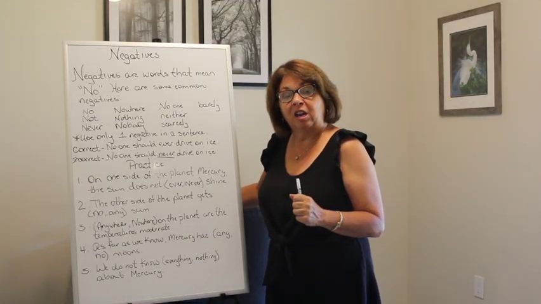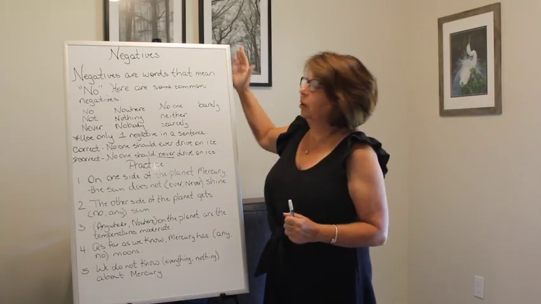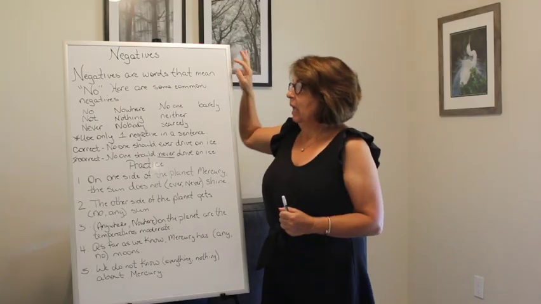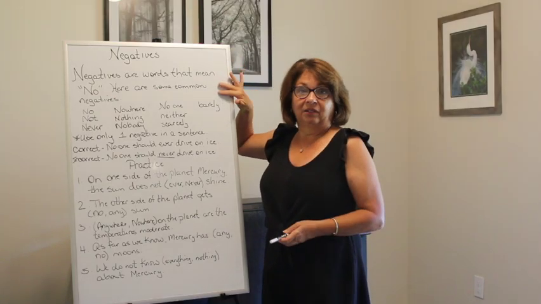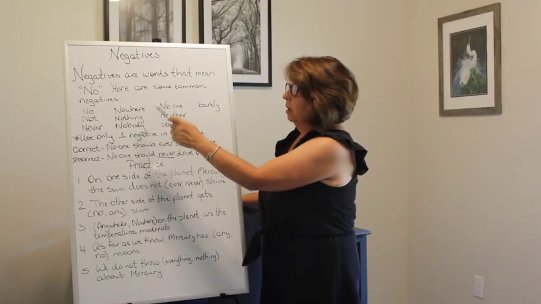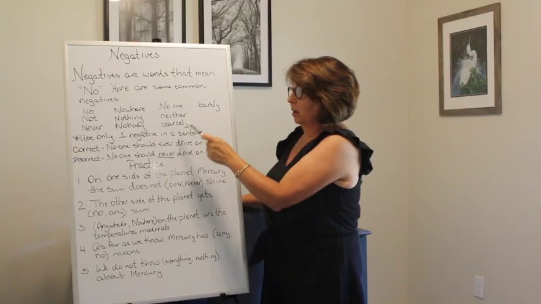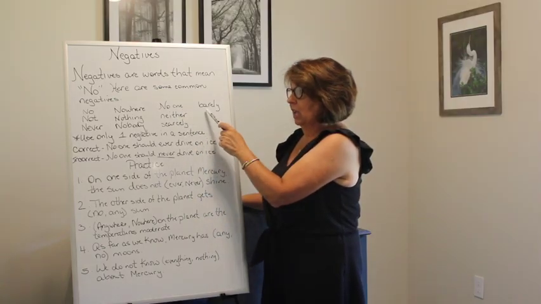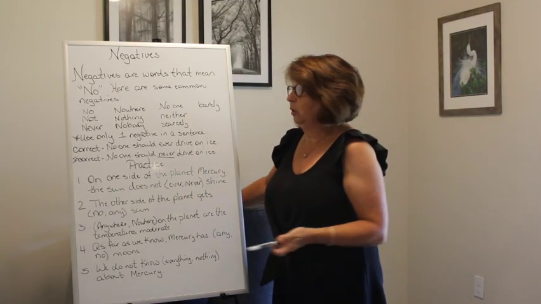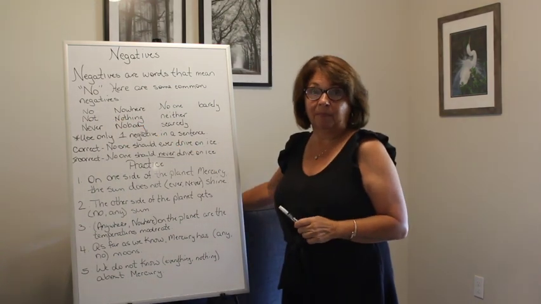Today we're going to be talking about something called negatives. Negatives are words that mean no. And here are some of the common negatives: no, not, never, nowhere, nothing, nobody, no one, neither, scarcely, and barely. Most of these words do have no in them. Not all of them, but most of them.